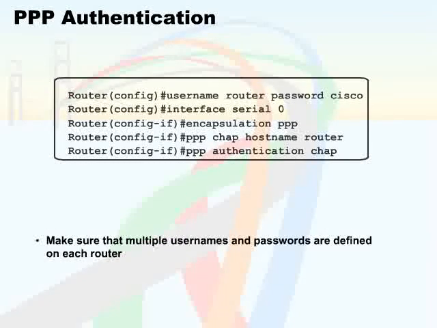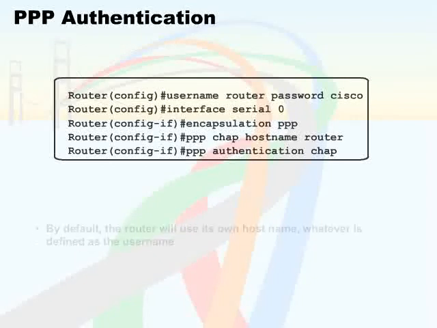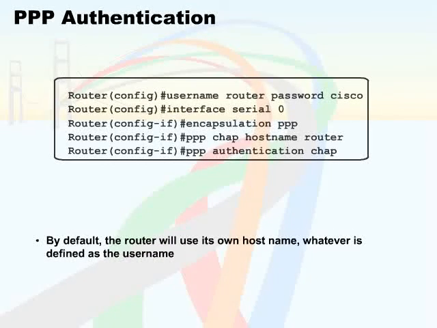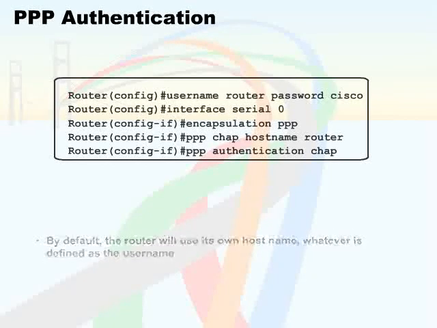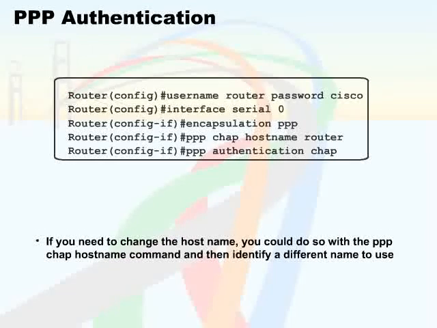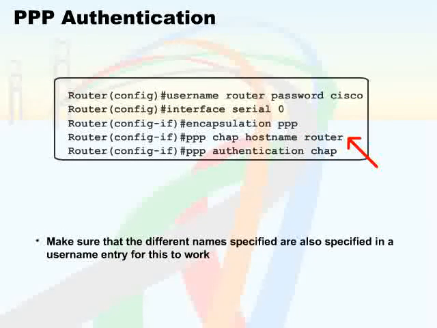So you need to make sure, in some cases, that you do have multiple usernames and passwords defined on each router. By default, the router will use its own host name, whatever's defined as the username. If you need to change the host name, you could do so with the PPP CHAP host name and then identify a different name to use. Make sure that the different names specified are also specified in a username entry for this to work.